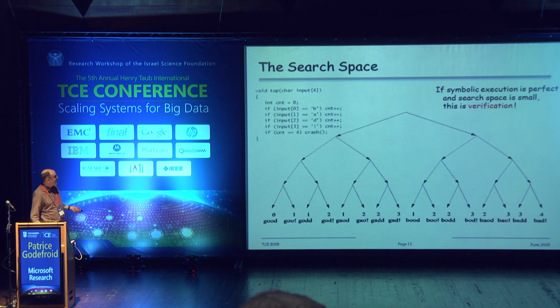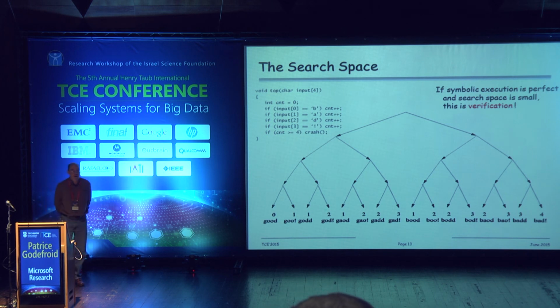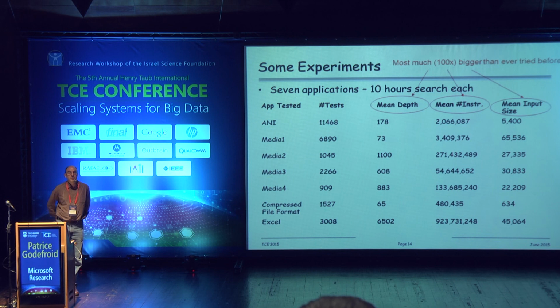So in a toy example like this, the search space is small, and the search space can be exhausted. And if symbolic execution has no imprecision, we actually have verification, as in formal verification. So a tool like SAGE, for a toy example like this, actually performs exhaustive testing, also known as software model checking, and it can be a verification. But in practice, we are not going to have verification because the search spaces are going to be huge.